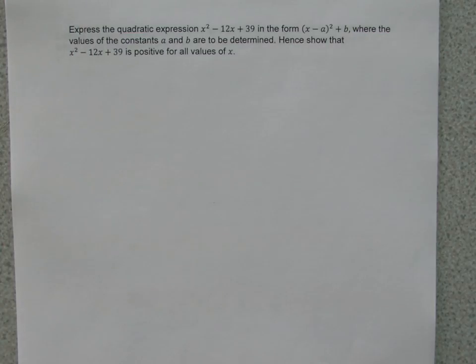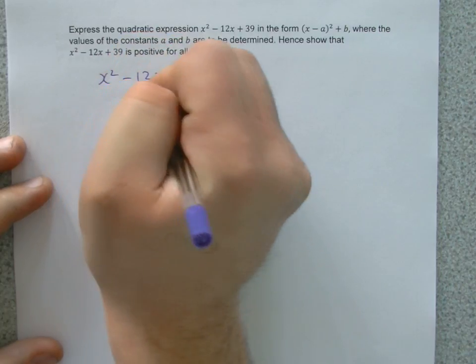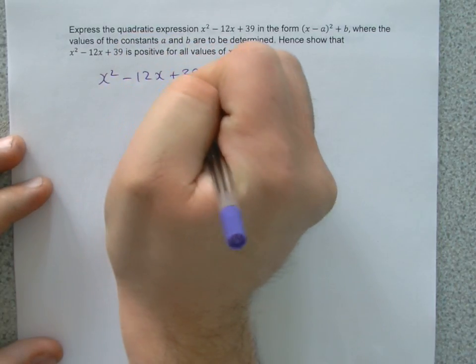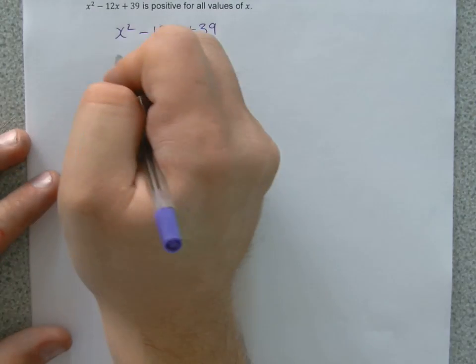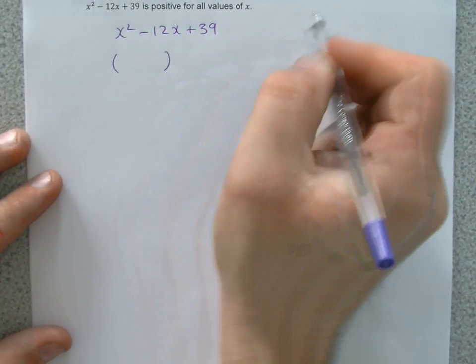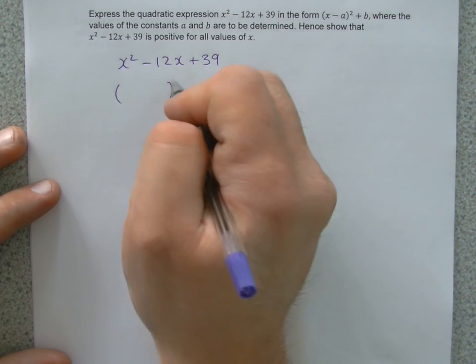Okay, express the quadratic expression x squared minus 12x plus 39 in the form (x minus a) squared plus b. So this means completing the square. We're going to complete the square by doing a bracket, as it says in the expression up here, and it'll be the bracket squared.